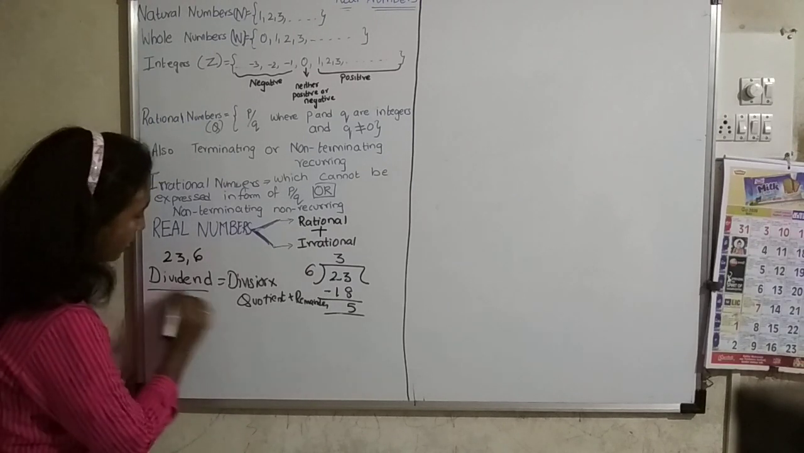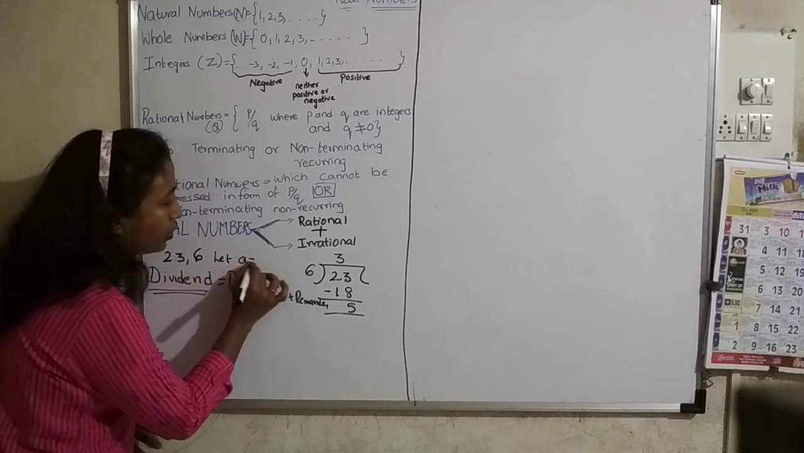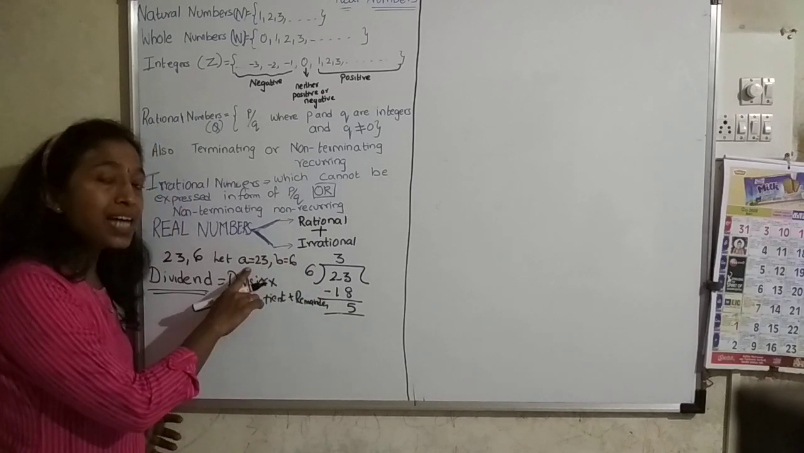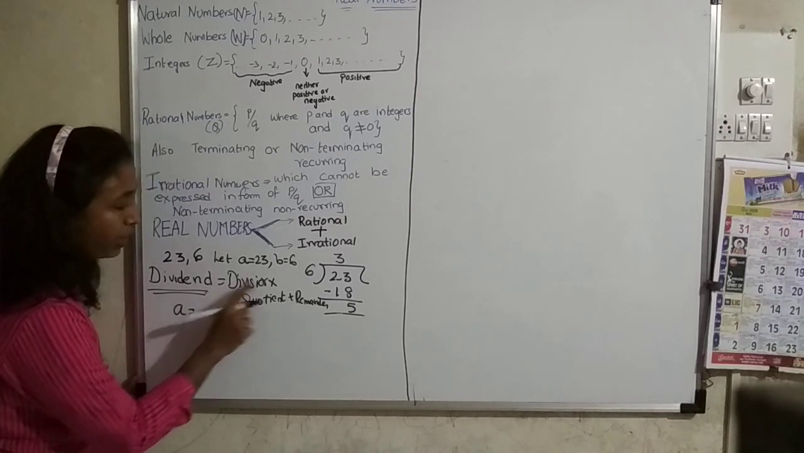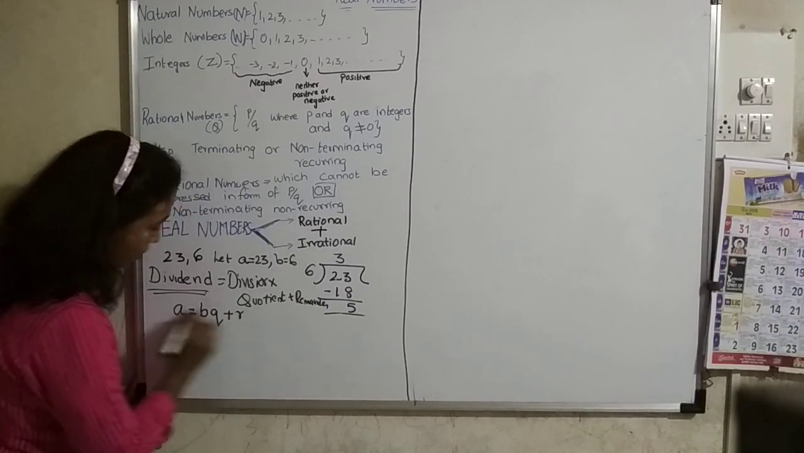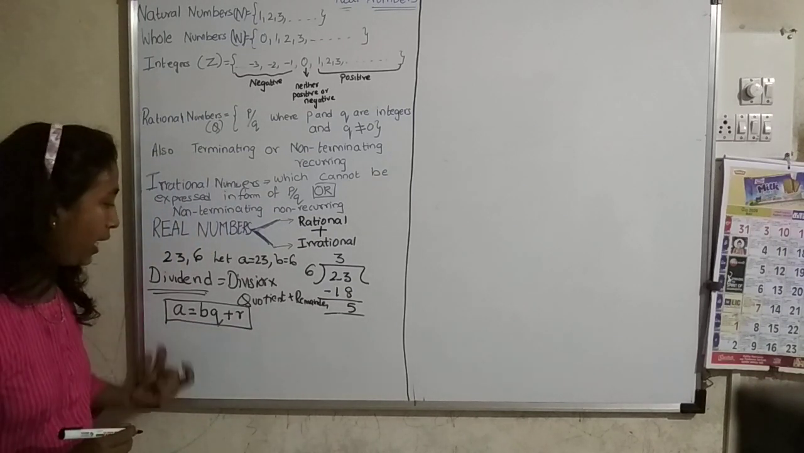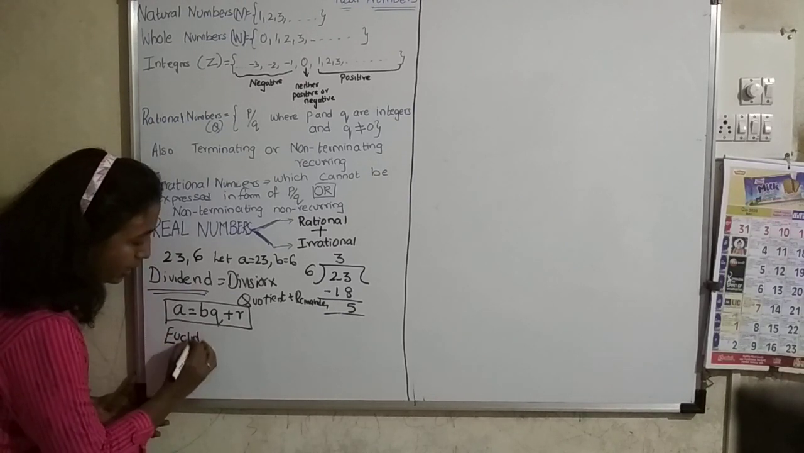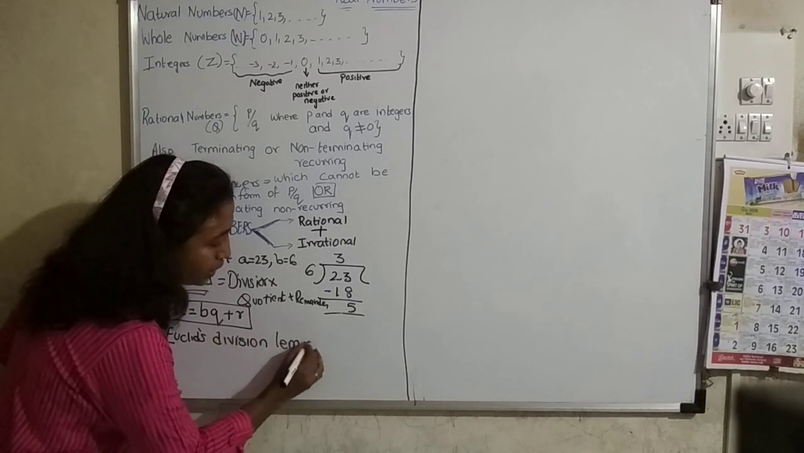Here I will denote the dividend by A, which in this case is 23, and the divisor by B. These symbols are textual, so you have to follow the same. So the dividend is A, the divisor is B, the quotient we will take as Q, and the remainder is R. This is something you have to remember: the relation A equals BQ plus R. This relation is called Euclid's division lemma. This is the first property, Euclid's division lemma.